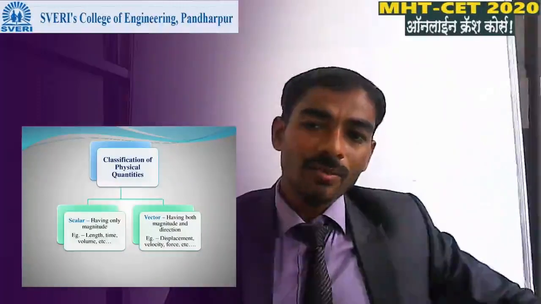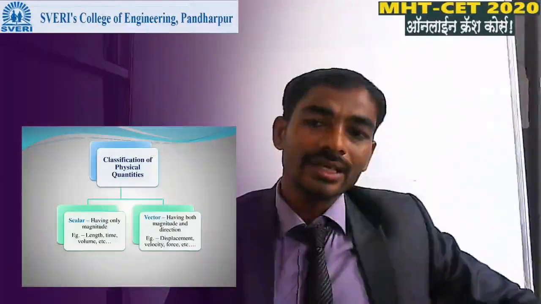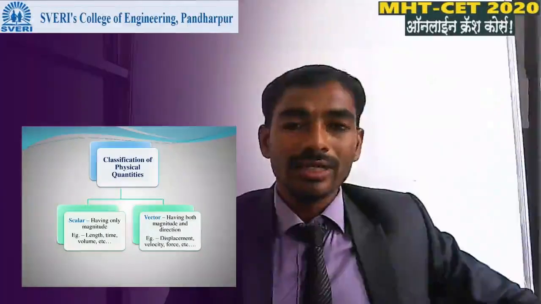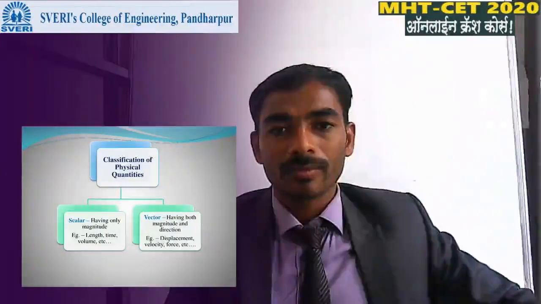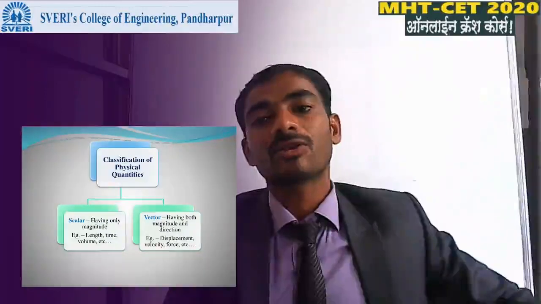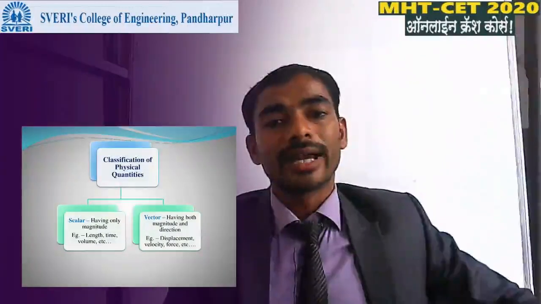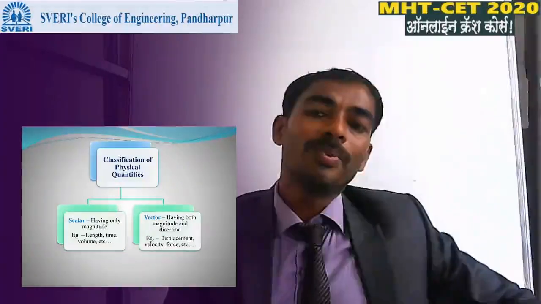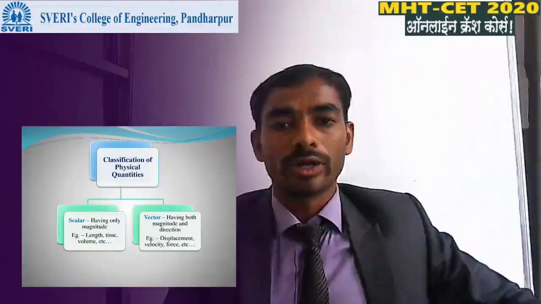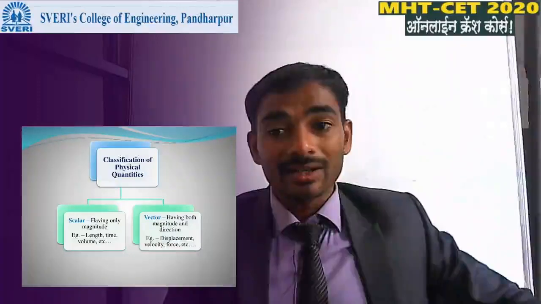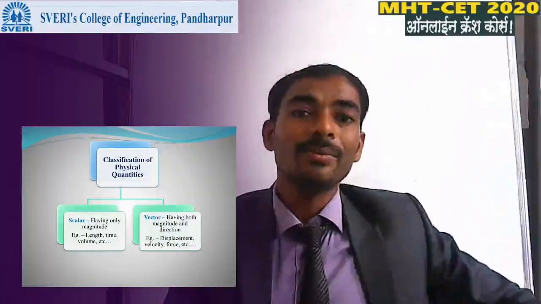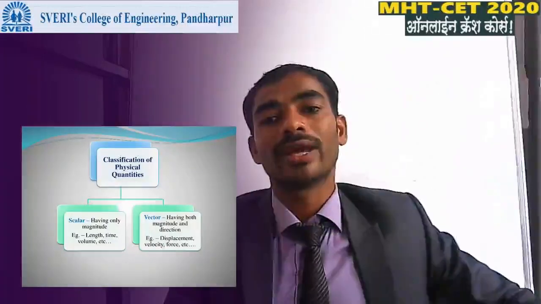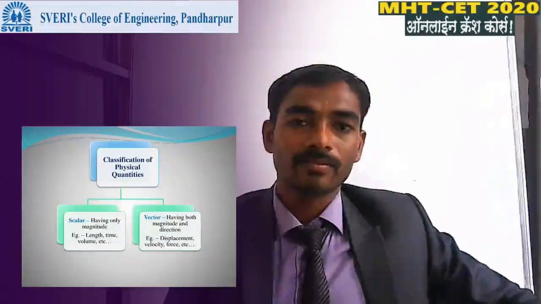If we discuss scalar physical quantities, these scalar physical quantities have only magnitude. Examples of scalar quantities: length, time, velocities. These are some of the examples of scalar quantities. Means these scalar quantities have only magnitude. We can say these quantities are known as scalar quantities.